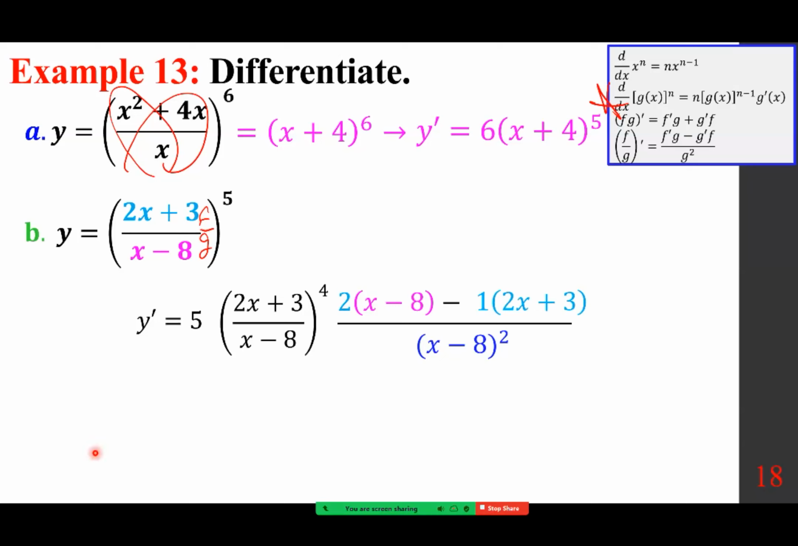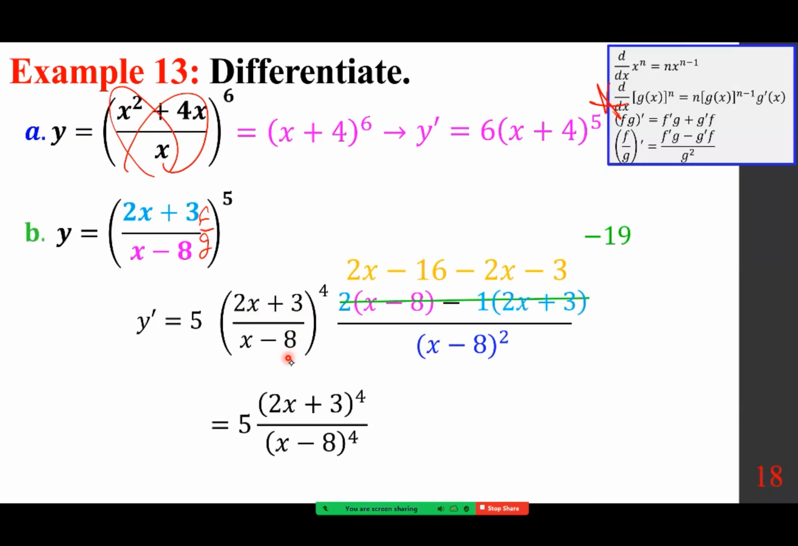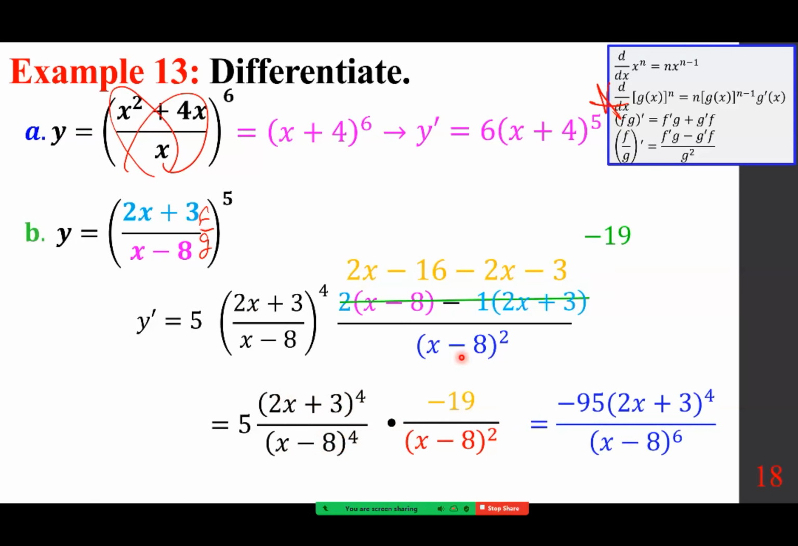Distribute. 2x minus 16 minus 2x minus 3, and these two cancel each other. These two give us negative 19. To make sure that we are dealing with this properly, I'm going to rewrite this as 2x plus 3 to the power of 4, x minus 8 to the power of 4. Okay, so the top is 5 times negative 19, or negative 95, times 2x plus 3 to the power of 4. The bottom is x minus 8, and the exponent is 4 plus 2, or 6. Now, you don't have to write this if you know exactly what you're doing and you're not going to make a mistake, but I thought just to be on the safe side.